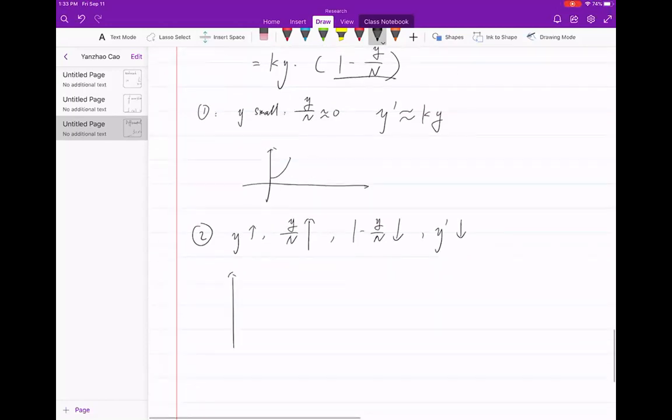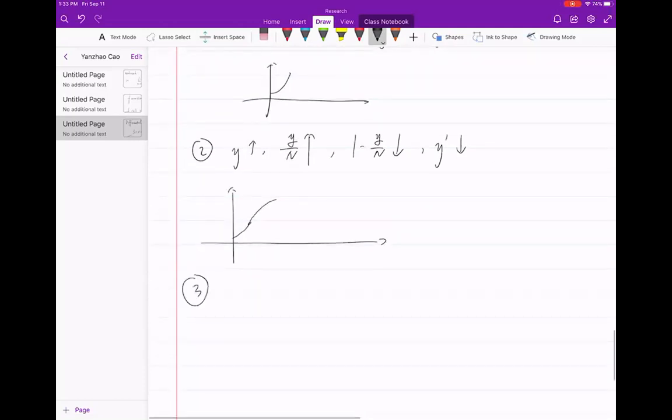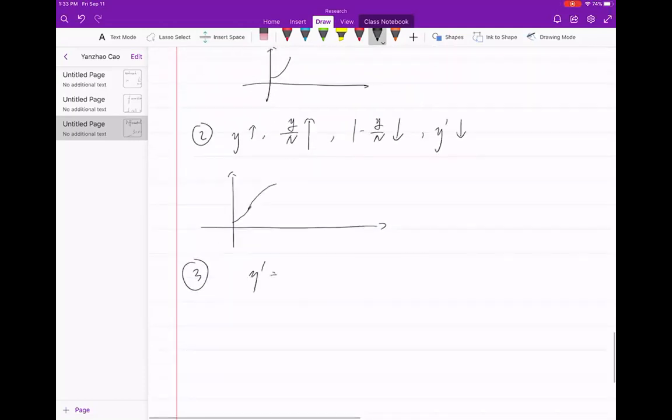Then, as your y goes up, it becomes flatter and flatter and flatter. Because your derivative should go down. You should be concaving down. Still okay? Number 3. This is the formula. What happens when y equals N? y prime equals 0. It stays there.